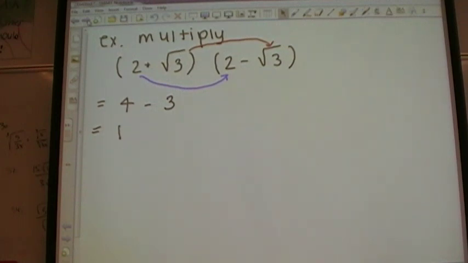Are all conjugates gonna be 1? No, because if I had, let's say, 4 plus root 3, what would I have? 16 minus 3, which would be 13. Okay? Wait, what did he ask? He asked if you would always get 1 when you multiply conjugates. The answer is no. All right? Everybody got that example down?